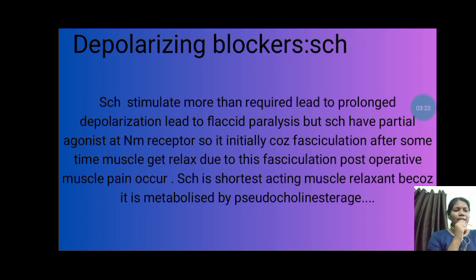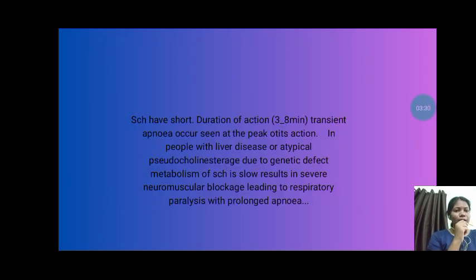Succinylcholine is the shortest acting muscle relaxant because it is metabolized by pseudocholinesterase. Generally, succinylcholine has a short action, mainly 3 to 8 minutes. Transient apnea is seen at the peak level. In people with liver disease or atypical pseudocholinesterase due to a genetic defect, metabolism of succinylcholine is slow, resulting in severe neuromuscular blockade leading to respiratory paralysis with prolonged apnea.